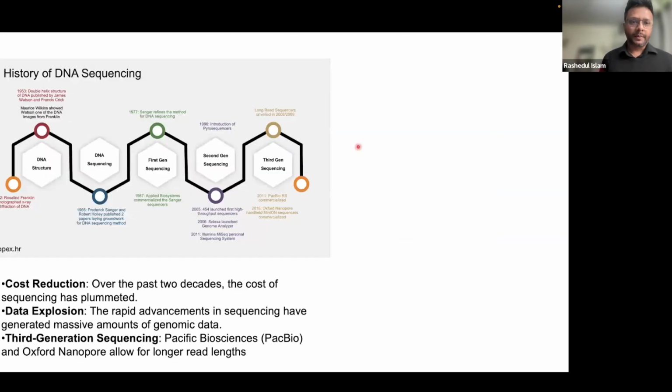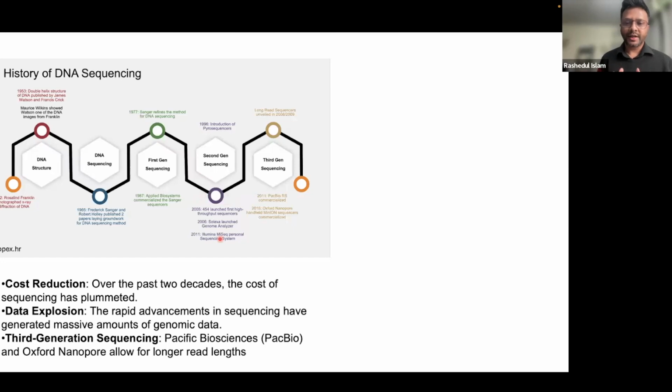Since today we will primarily talk about genomic data, I want to talk about the history of DNA sequencing technologies, how it evolved over time. In 1952, we came to know about the double helix structure of DNA. And later in the 60s, Frederick Sanger proposed the Sanger sequencing method. After commercialization of this method, we sequenced smaller genomes, and it led to the foundation to sequence the Human Genome Project. In 2005, we got the second generation or next generation sequencing technologies.